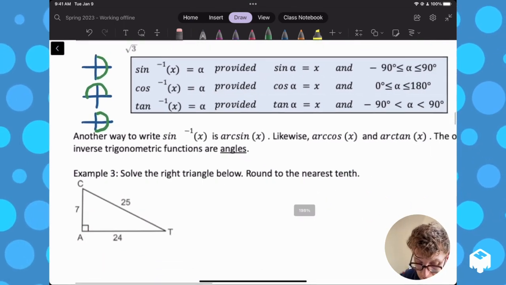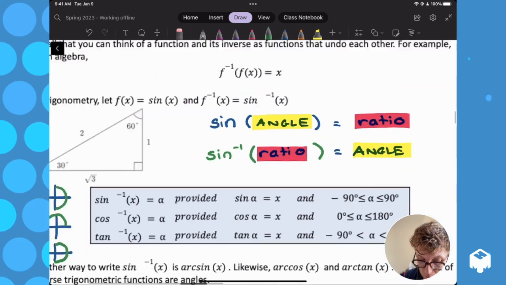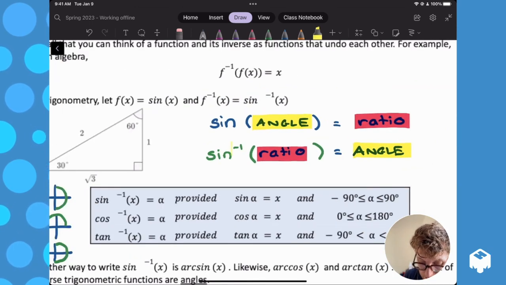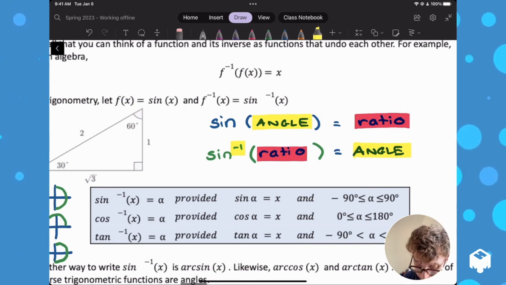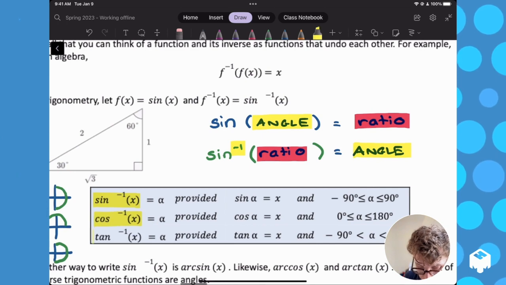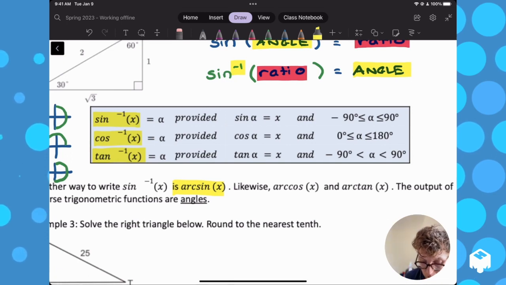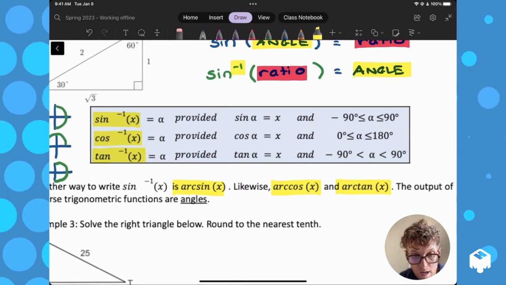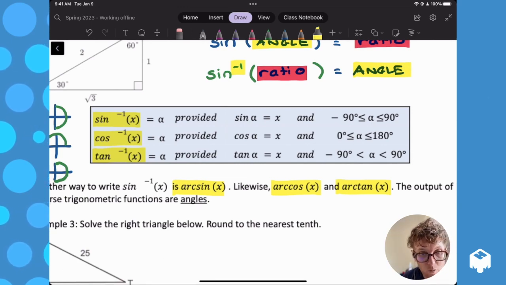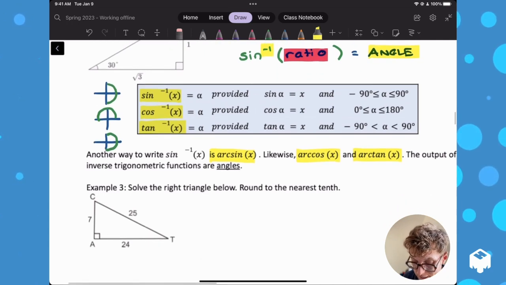Another way to write inverse sine: notice here I've used this little negative 1, sine to the negative 1, to represent that this is the inverse of sine. We can also use the word arc sine. Some calculators have this listed. If you're having trouble finding the inverse sine, inverse cosine, or inverse tangent buttons on your calculator, you can't just raise them to the negative 1 power, but you need to look for the arc sine, arc cosine, or arc tangent.